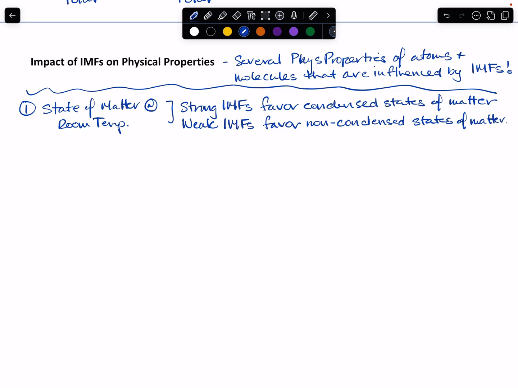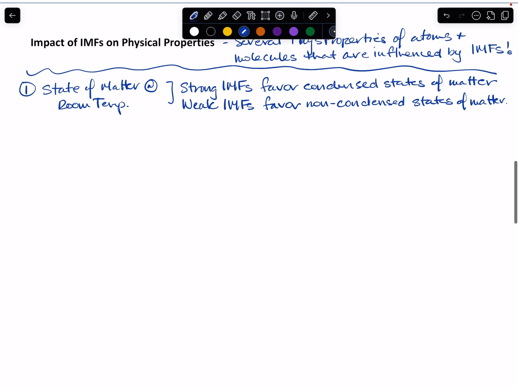So a great example would be octane. It's a component of gas. At room temperature, octane, which is a nonpolar molecule, utilizes London dispersion forces, which are very weak, and prefers to be a gas. That's because the force of attraction between the particles is weak. Therefore, they don't group together as much as you would see for something like NaCl. So the state of matter is one physical property that can be influenced by the strength of your intermolecular forces.